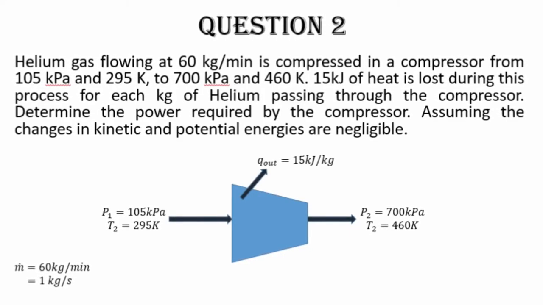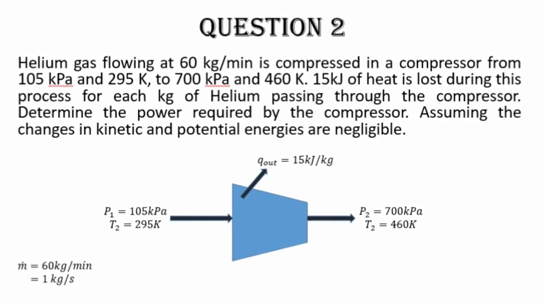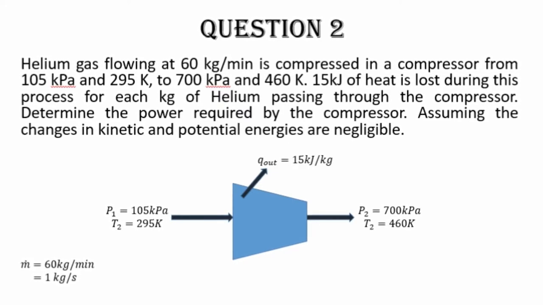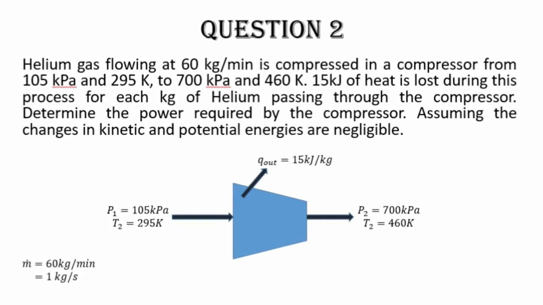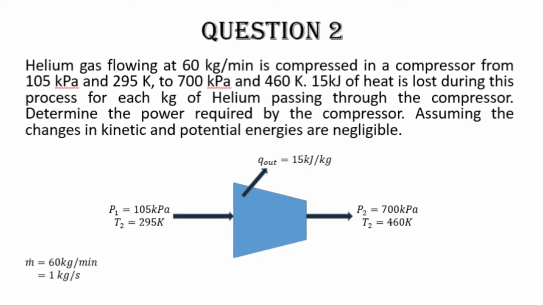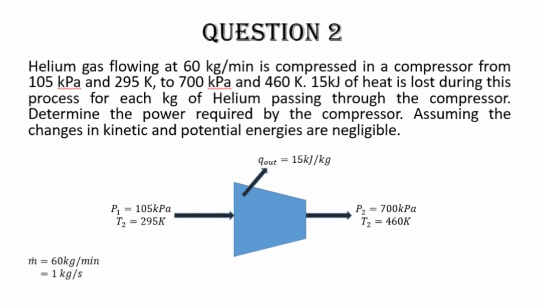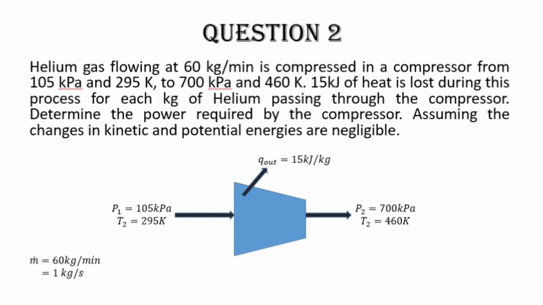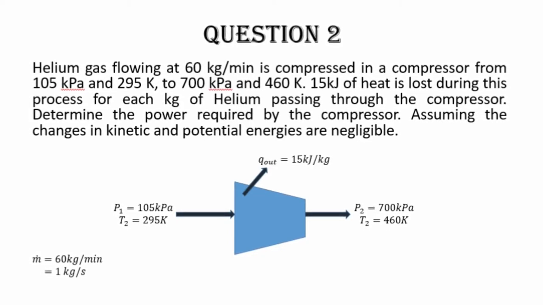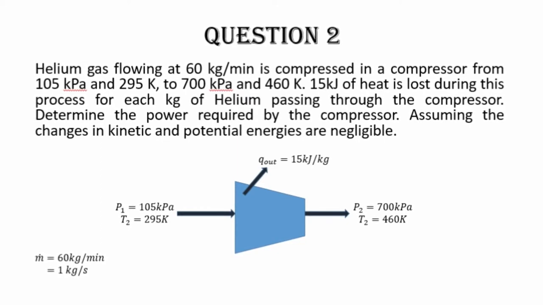Helium gas flowing at 60 kg per minute is compressed in a compressor from 105 kPa and 215 Kelvin to 700 kPa and 460 Kelvin. 15 kJ of heat is lost during this process for each kg of helium passing through the compressor. Determine the power required by the compressor, assuming the changes in kinetic and potential energies are negligible.